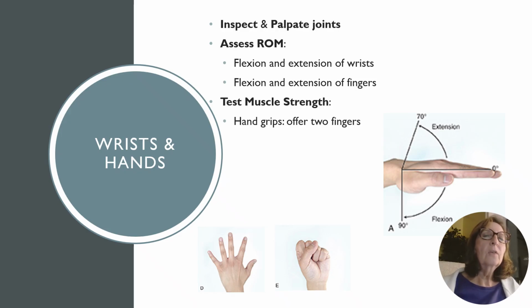When we talk about testing muscle grip strength, as a nurse, you're going to offer 2 fingers to the patient. A lot of times we'll hold our hand up upside down like this and have the patient grab and squeeze as hard as they can. Don't do more than 2 fingers. All you need is 2.